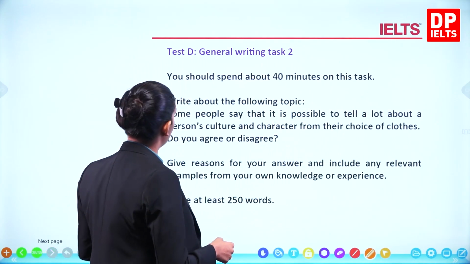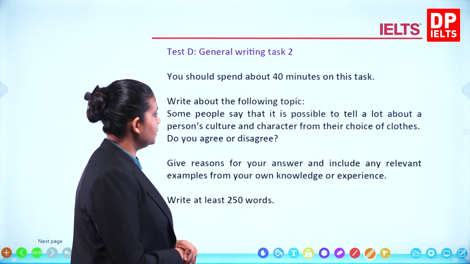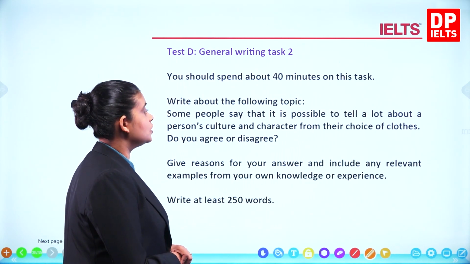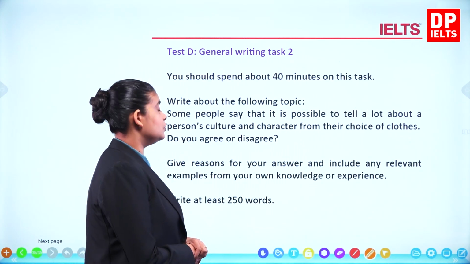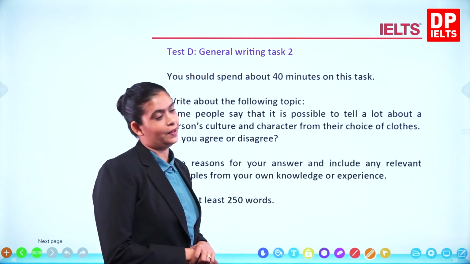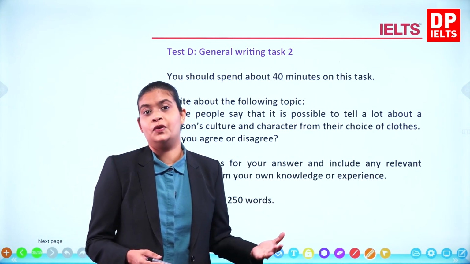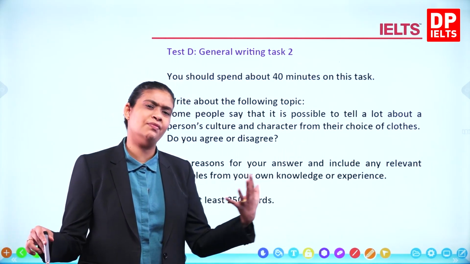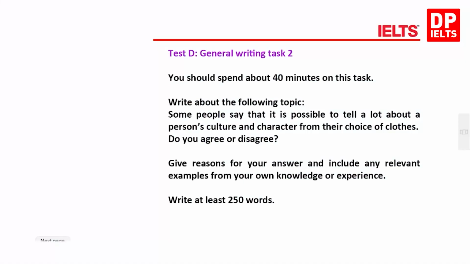And here is your task 2. Write about the following topic. Some people say that it is possible to tell a lot about a person's culture and character from their choice of clothes. Do you agree or disagree? Okay. It depends. Some of you can say, yes, I totally agree. Some of you can say, no, I totally disagree. Some of you can say, well, I agree, but I don't agree with these facts. You could have a balanced view. So off you go and write your answer.